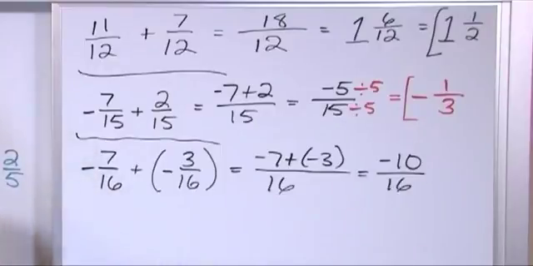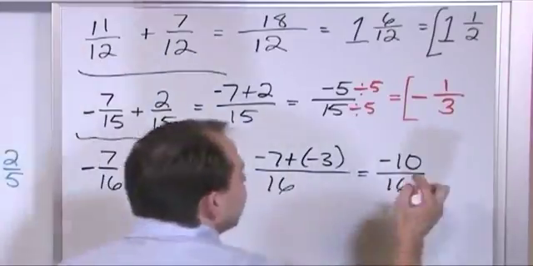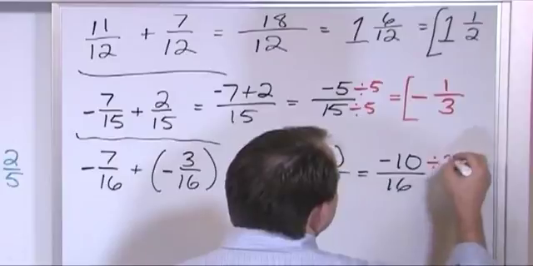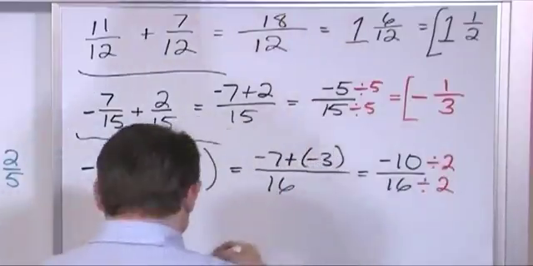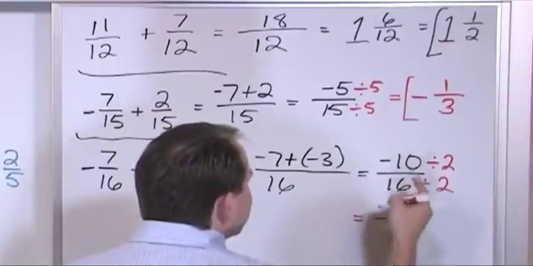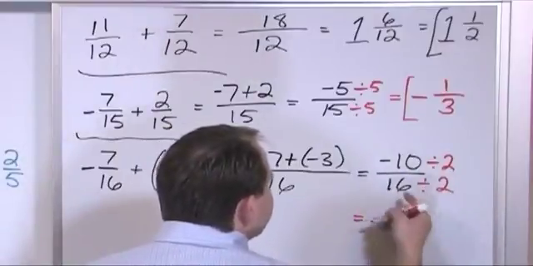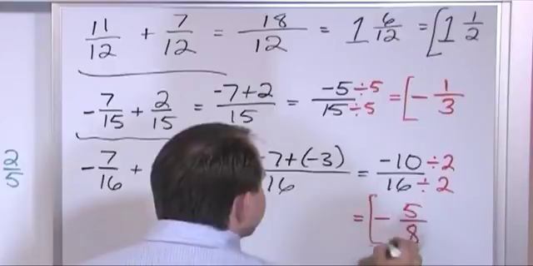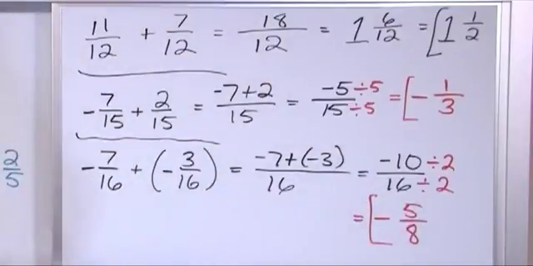Now this fraction is not fully simplified because I can divide this by 2, and I can divide the bottom by 2. So the final answer, don't forget the negative signs there, is negative. 10 divided by 2 is 5. 16 divided by 2 is 8. Negative 5/8 is going to be the answer there.